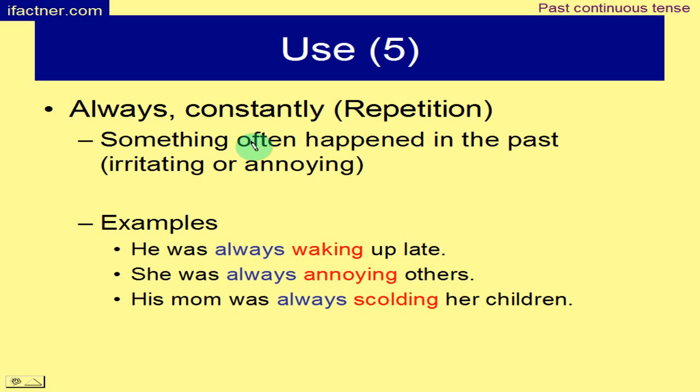We use past continuous tense when something often happened in the past, and that thing was either irritating or annoying. In that case, we use past continuous tense for describing the repetition. Some examples are: he was always waking up late. She was always annoying others. His mom was always scolding her children.